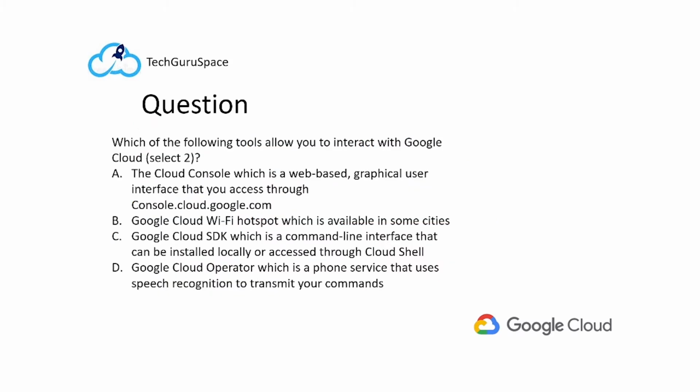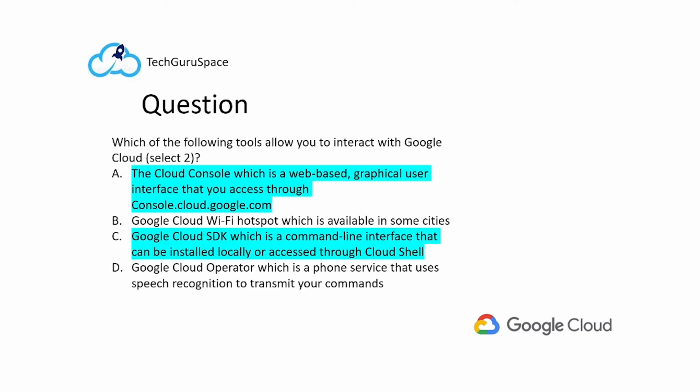So let's go through some questions. First question: which of the following tools allow you to interact with Google Cloud? Our options are A, the Cloud Console, which is a web-based graphical user interface that you access through console.cloud.google.com. B, Google Cloud Wi-Fi hotspot, which is available in some cities. C, Google Cloud SDK, which is a command line interface that can be installed locally or accessed through Cloud Shell. Or D, Google Cloud Operator, which is a phone service that uses speech recognition to transmit your commands.